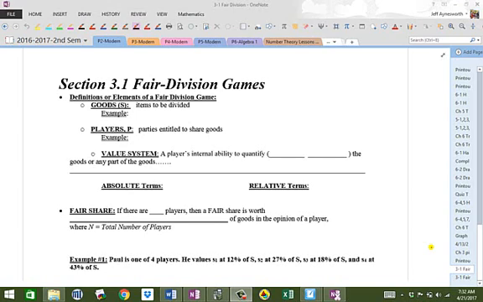And here we go. Okay, so when it comes to fair division games, at least in this context, in this book here, there are something called goods, players, and the value system. So let's do little definitions first and explain some of the main concepts that we're going to be using in this chapter. So, goods. What are the goods? Well, the symbol for goods that the book uses is S for good.